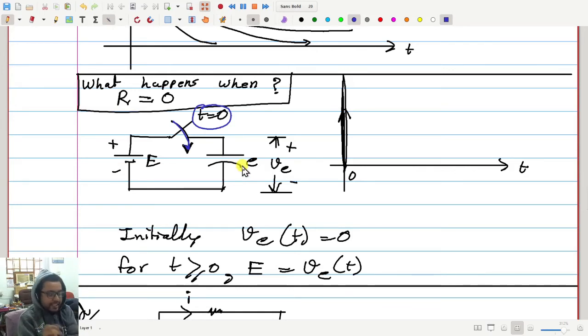Okay, so previously there was no charge, so voltage should be 0, but at the same time KVL demands the voltage to be equal to E. Okay, let me also tell this in this way.